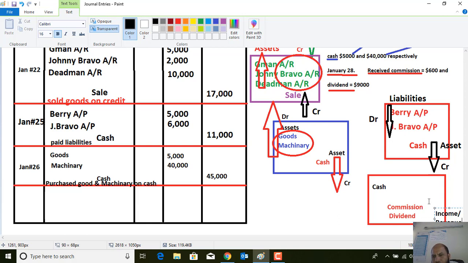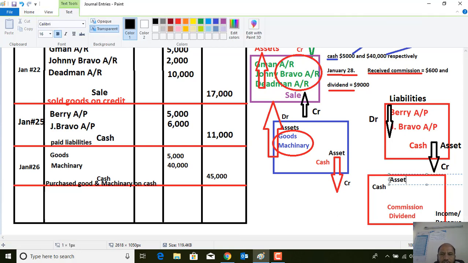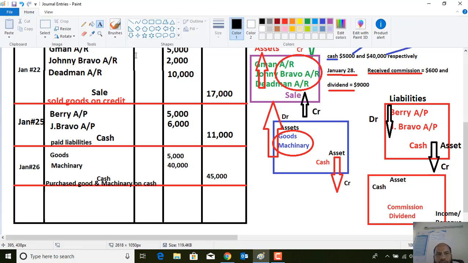Okay, good. And cash is an asset account. So what happened to these accounts? The asset account, which is the cash account, has increased. And what about the other two accounts? The other two accounts, which are the commission and dividend accounts, have also increased.